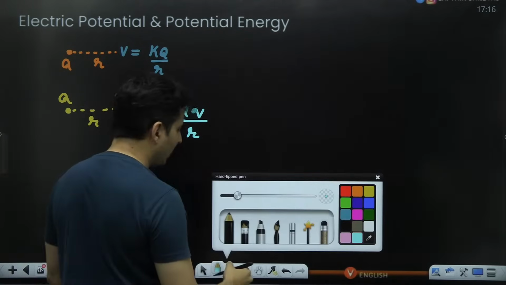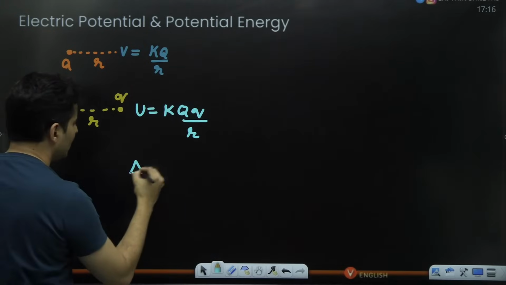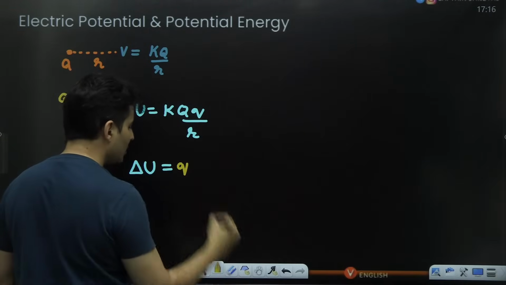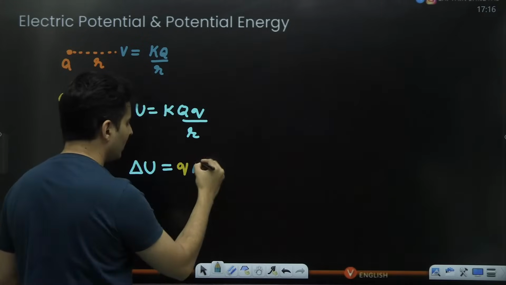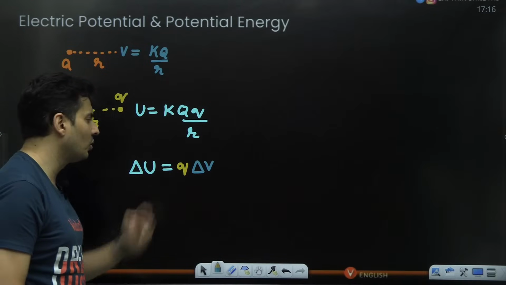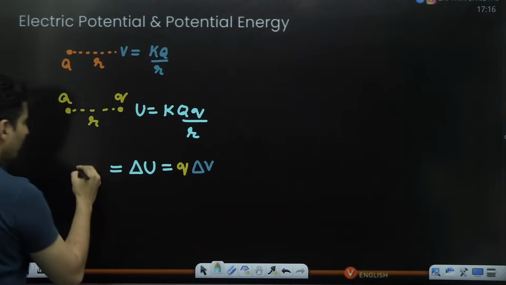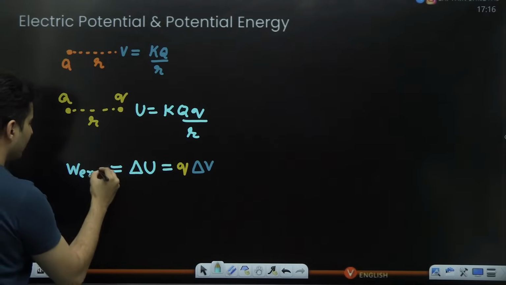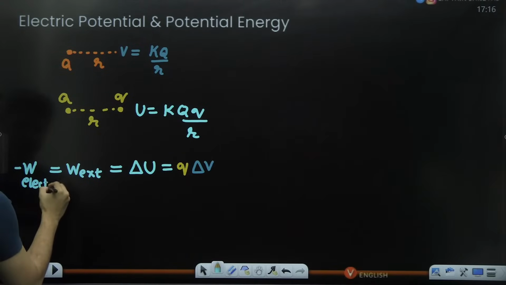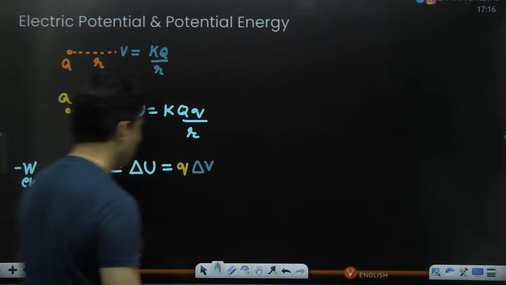So how are the potential energy and potential related to each other? Let's talk about that. A change in the potential energy is always the charge which you take from one potential to another potential, times the potential difference. So potential energy change is always charge into voltage difference. And this potential energy change is also the work which will be done externally, but it is also the negative of the work done by the electric force. So this is a very famous equation which you must definitely know.